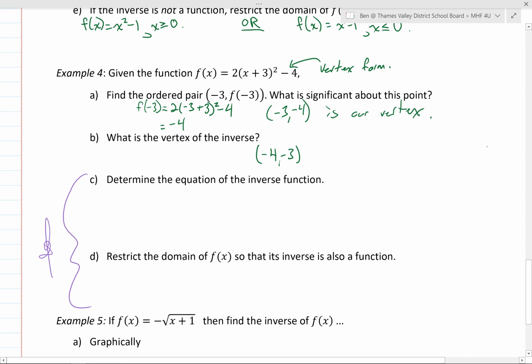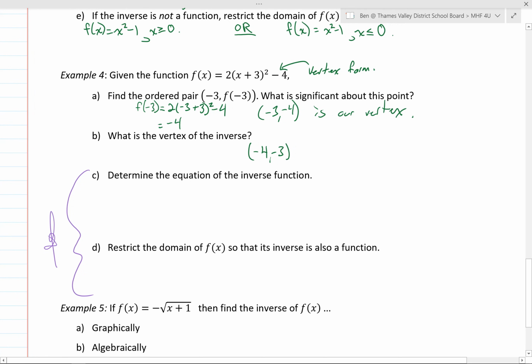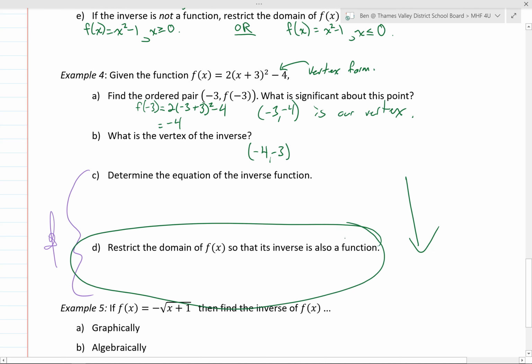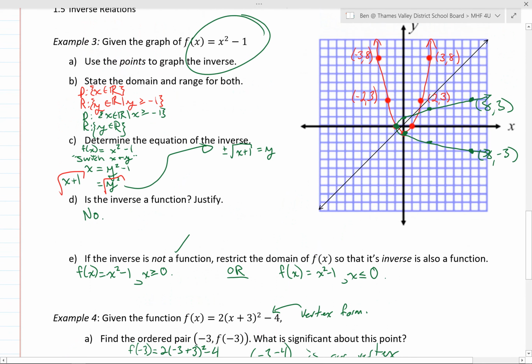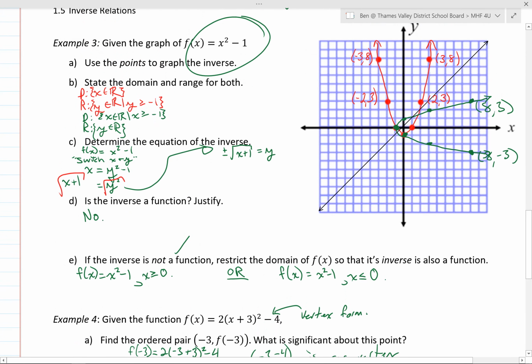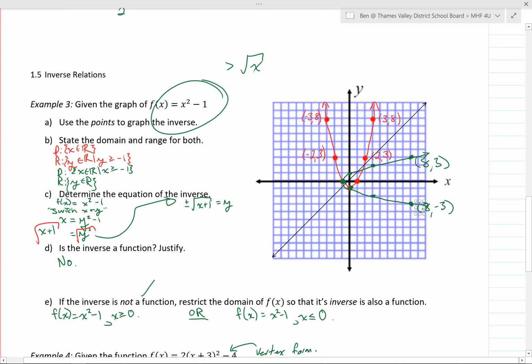Now, determining the equation of the inverse function, what I would like you to do is try that one out on your own, okay? Or else we will go over that as well in class. So try that out, restricting the domain as well. You're following the same logic that we followed in example 3 up here when we restricted the domain. You should be able to handle something like that right now.